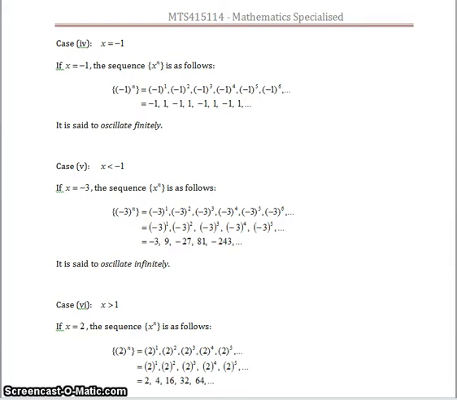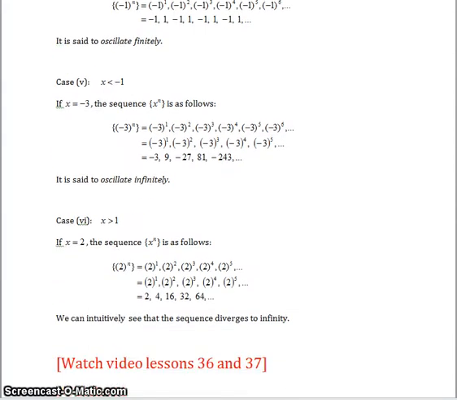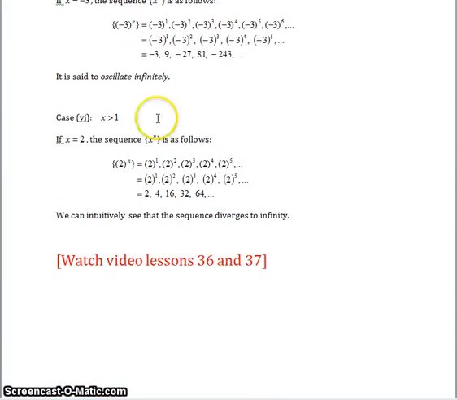Let's look now at the case where x is greater than 1. Clearly, if we've got something like x equals 2, then as the values of n increase, each term progressively increases, so 2, 4, 16, 32 and so on. This sequence diverges to infinity.